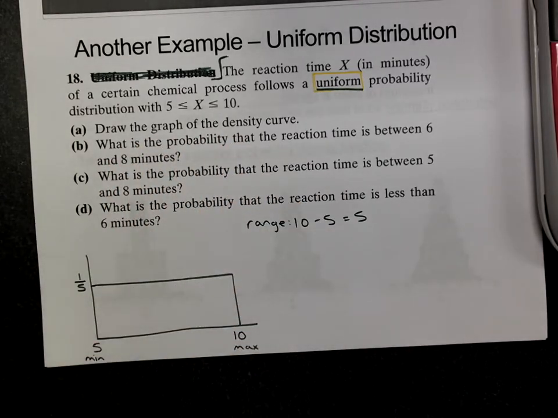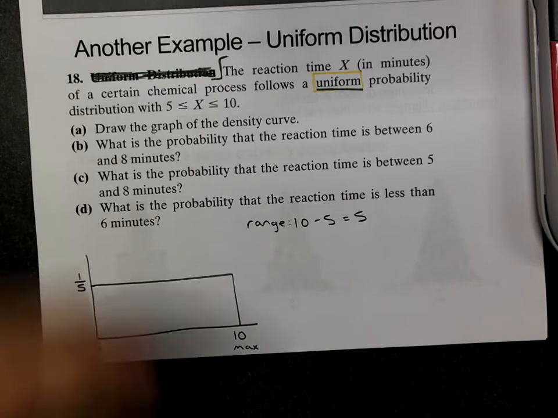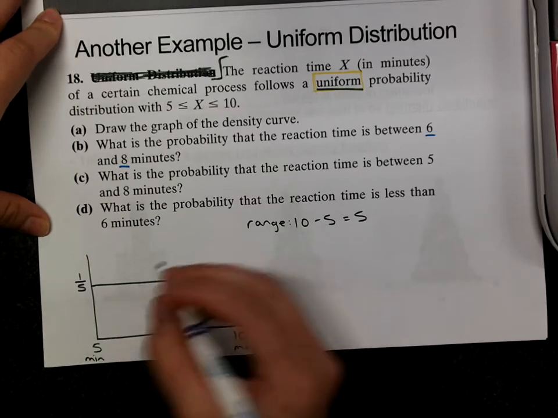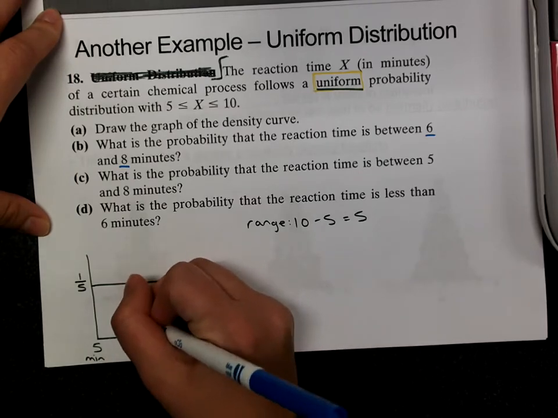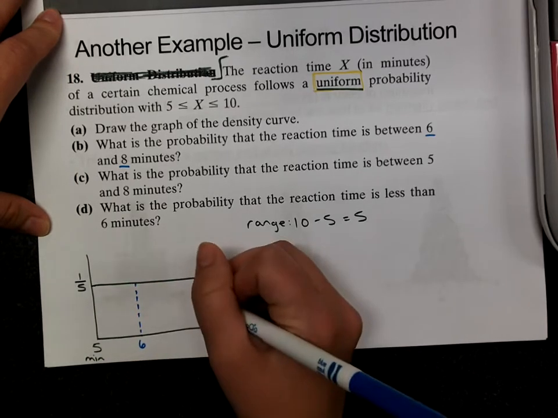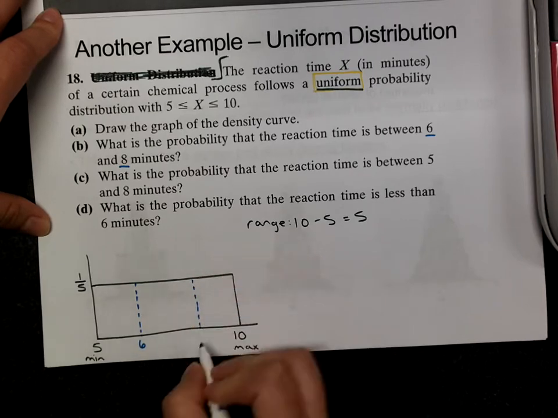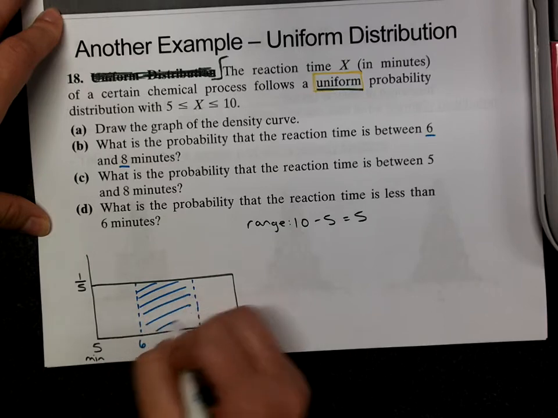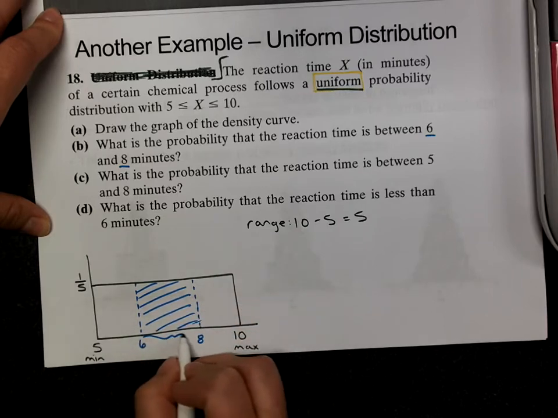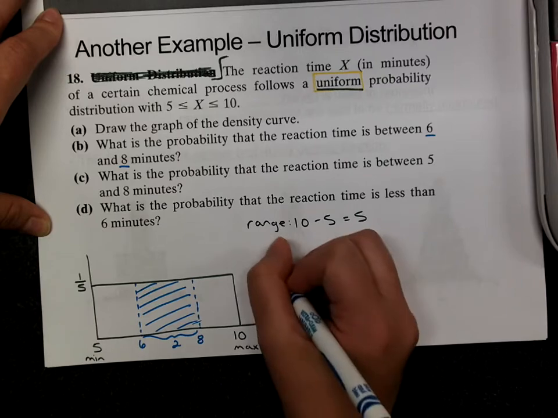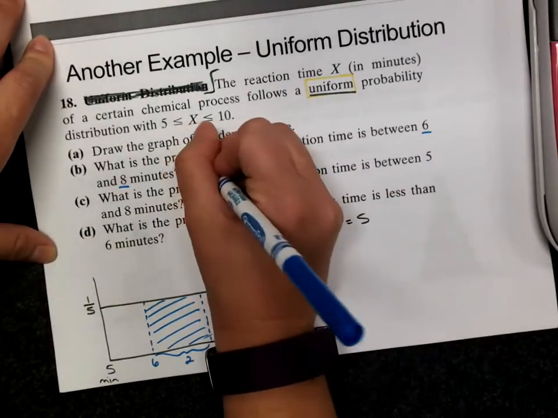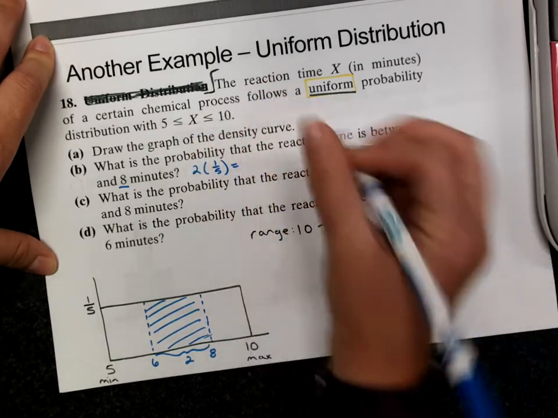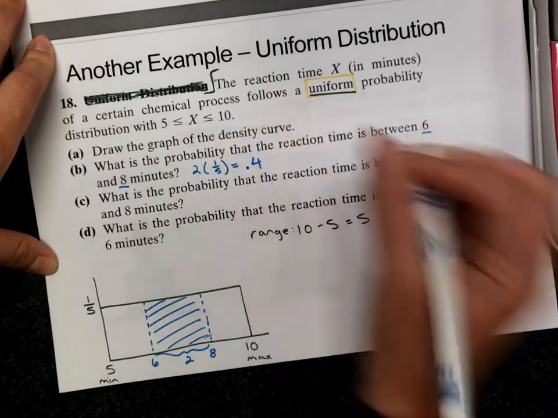Part B, what is the probability that the reaction time is between 6 and 8 minutes? So you just kind of eyeball here. Let's say, okay, here's about 6. And let's say here's 8. We're looking for the shaded region between them. So between 6 and 8 is 2. So for part B, it will be 2 times that same height, 1 over 5, which if you work it out, you should get 0.4.